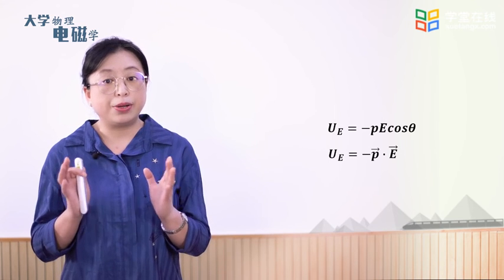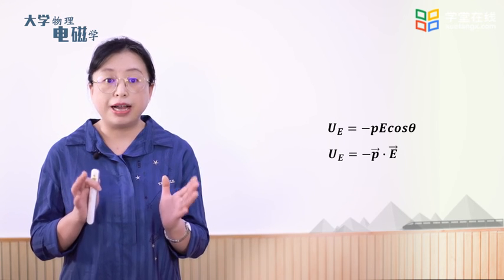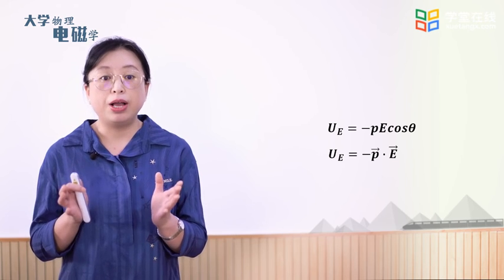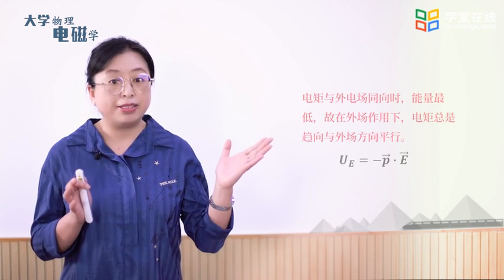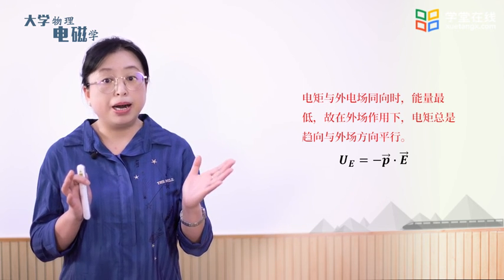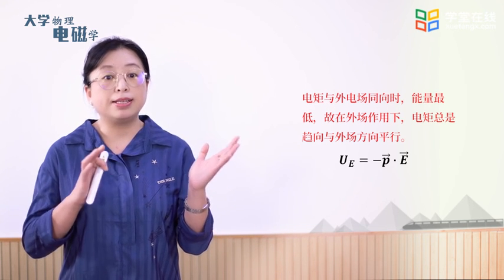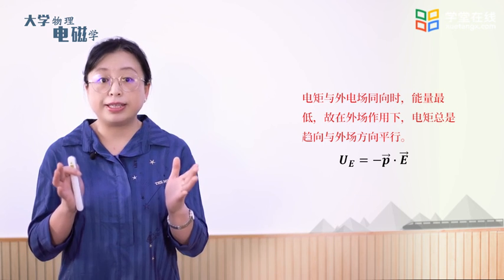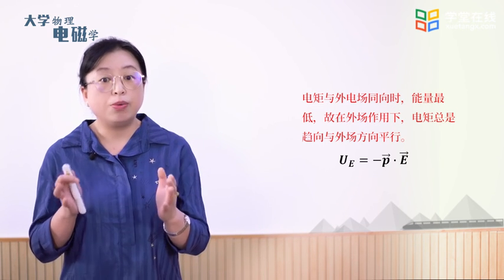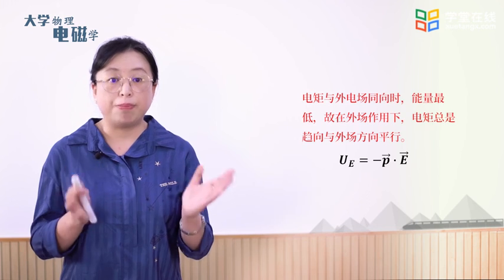We rewrite this equation as a product of the vector p and the vector E for the potential energy of a dipole in the electric field. From this equation, it's obvious that the potential energy of the system reaches minimum when the dipole moment has the same direction as that of the external field. That's why the dipole will be aligned with the field when a field is applied.